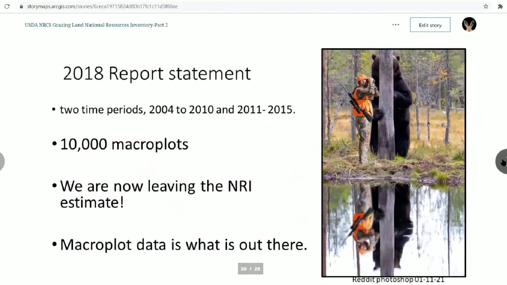The NRI study is designed to improve knowledge at larger scales, but there's a lot of detail hiding at the macroplot scale. So we're now leaving the NRI report and statistical estimate and are going to the NRI download table with ESD information from single site macroplots. With this source of data, specific local answers can be found.